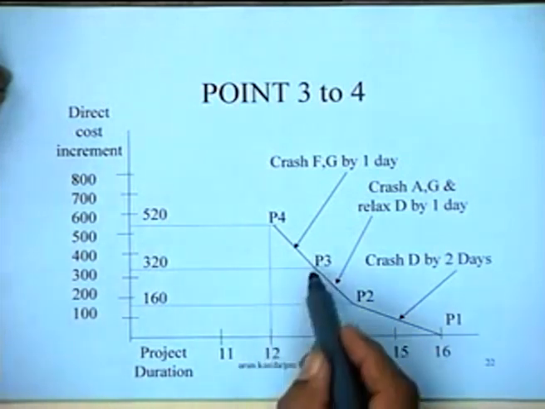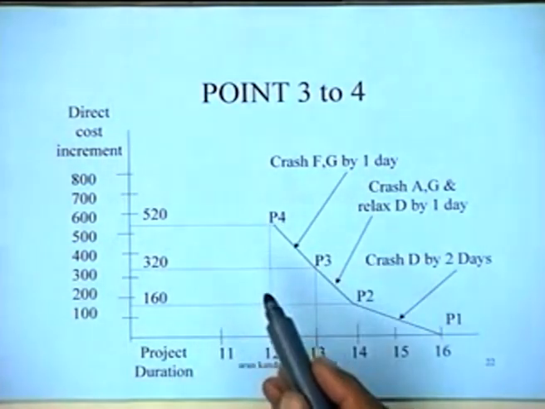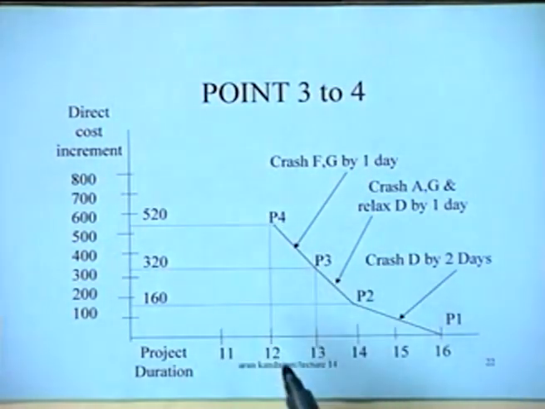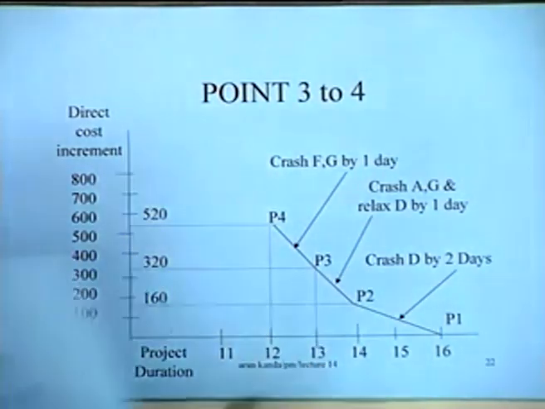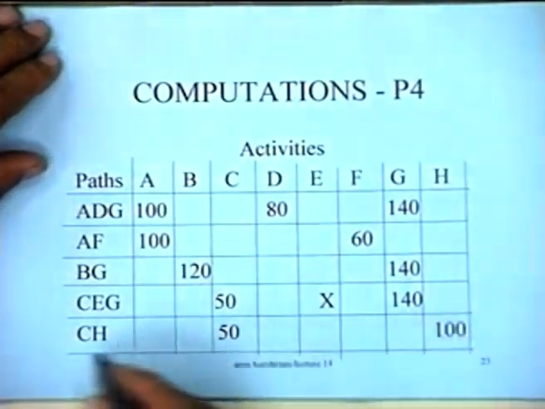So we have moved from point 3 to point 4 and we have come to a project duration of 12 from the 13 when we were at point 3. This is the manner in which we have moved. So let us now try to see what would happen further. When we reach point 4, the first thing we have to do is update the status at point 4.